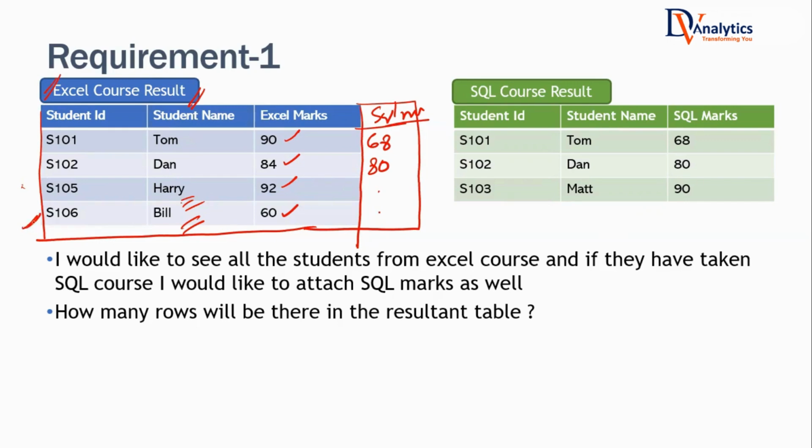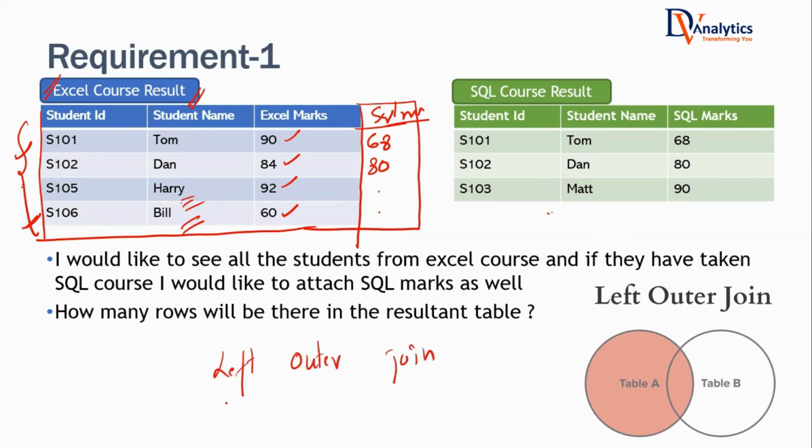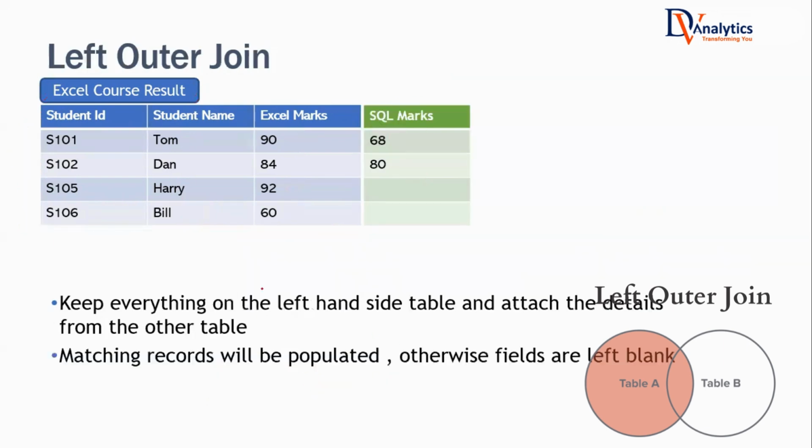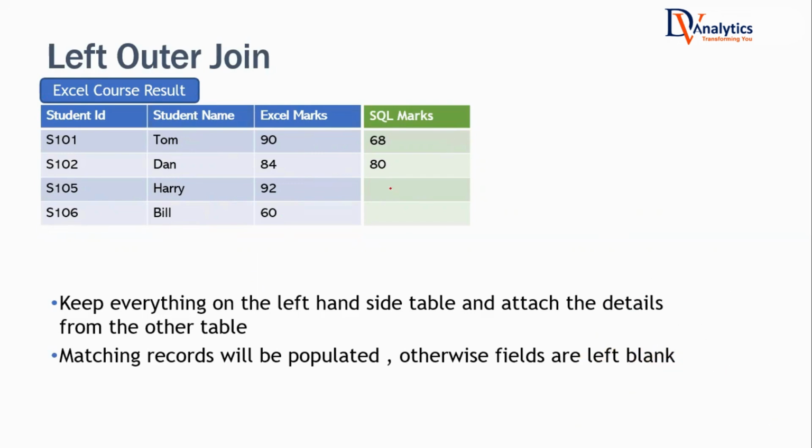Everything from the left hand side table, I want to keep that. If there is anything on the right hand side table, I want to attach it. This is known as left outer join. What is it called? Left outer join. Everything from the left hand side table, the Excel course, and SQL marks attached with null values. This is known as left outer join. That is our first requirement.